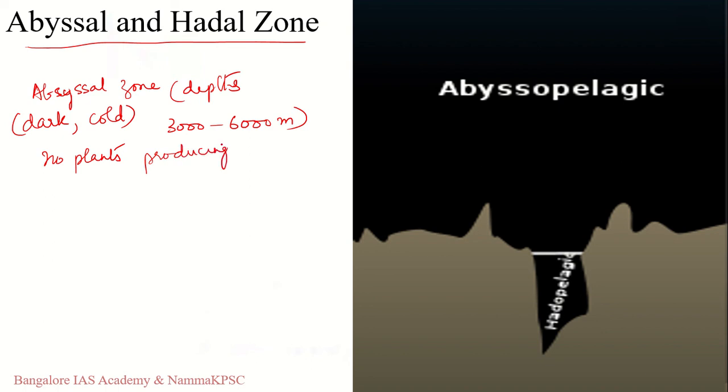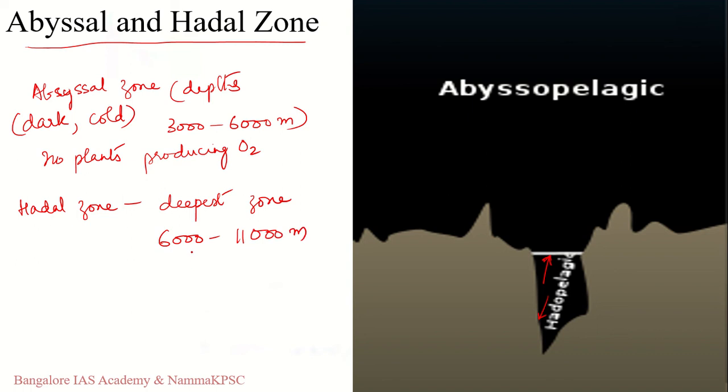Finally, we have the hadal zone. The hadal zone is the deepest region of the ocean lying within the oceanic trenches, found beyond the abyssal zone at a depth of around 6,000 to 11,000 meters. It forms the deepest part of your oceans found within the oceanic trenches. This is known as the hadal zone.